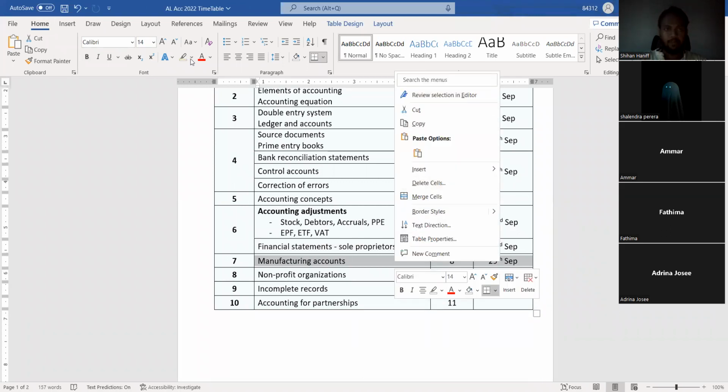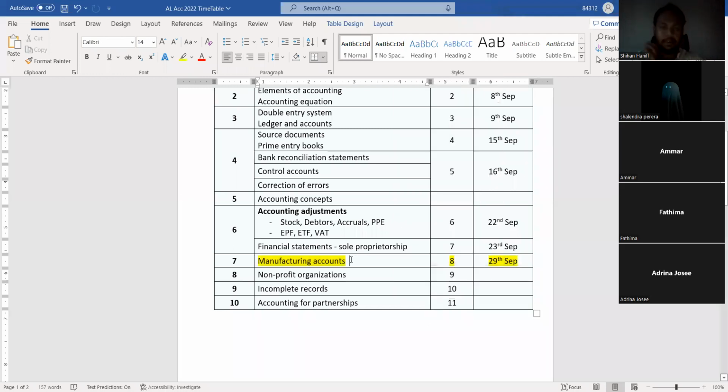I will make sure once we complete this chapter, once we are done with the manufacturing account, you will be able to do any question from manufacturing accounts. This is one of the easiest chapters in your syllabus. Easily you can get the marks. I will explain from the beginning. Try to understand the basics, then it will be very easy for you. So let's move on.